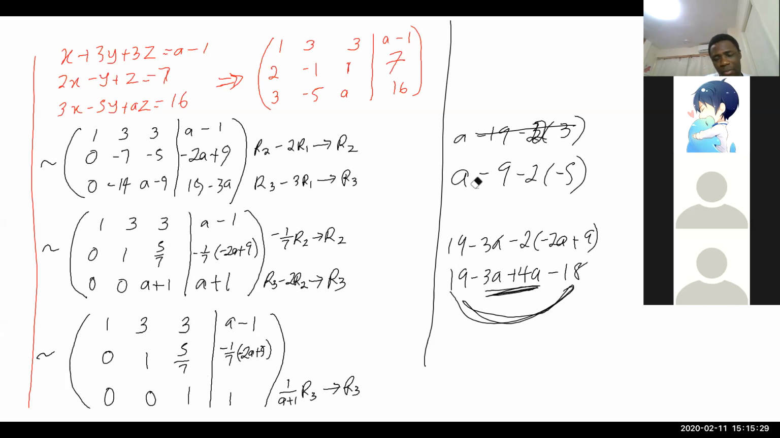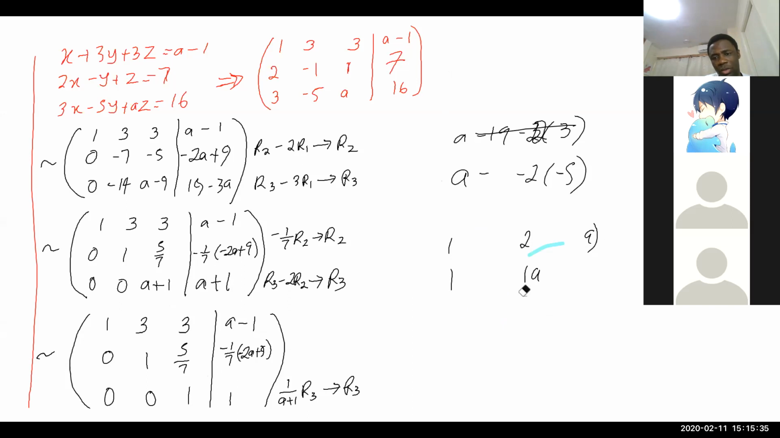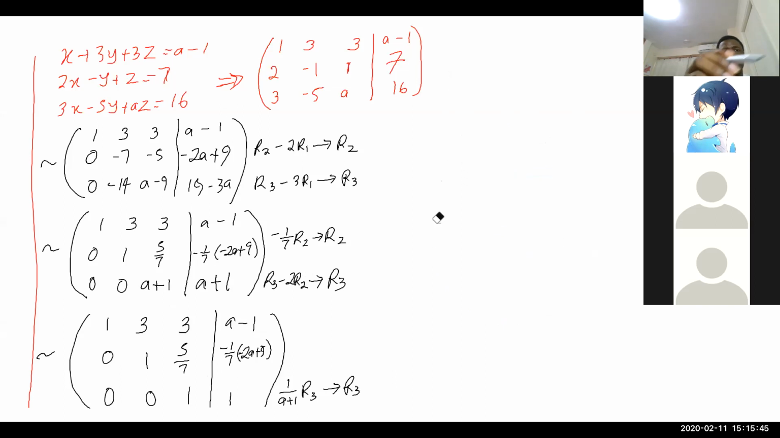Wait, isn't it supposed to be when a is negative 1? Negative 1, sorry. That's what I meant. When a is negative 1, so you're going to have 0, 0. Then you have your infinitely many solutions. Does that make sense? So I'm not using the last echelon form now. I'm using the second to the last to answer that question.